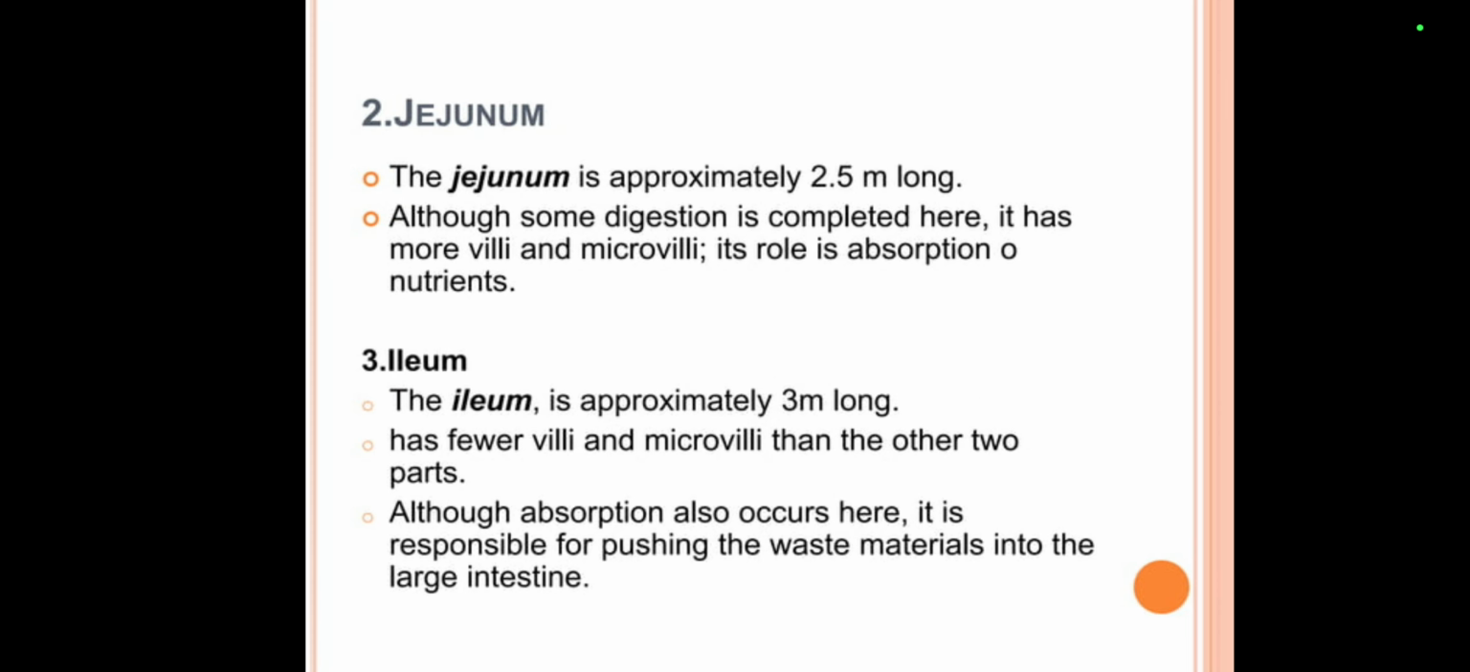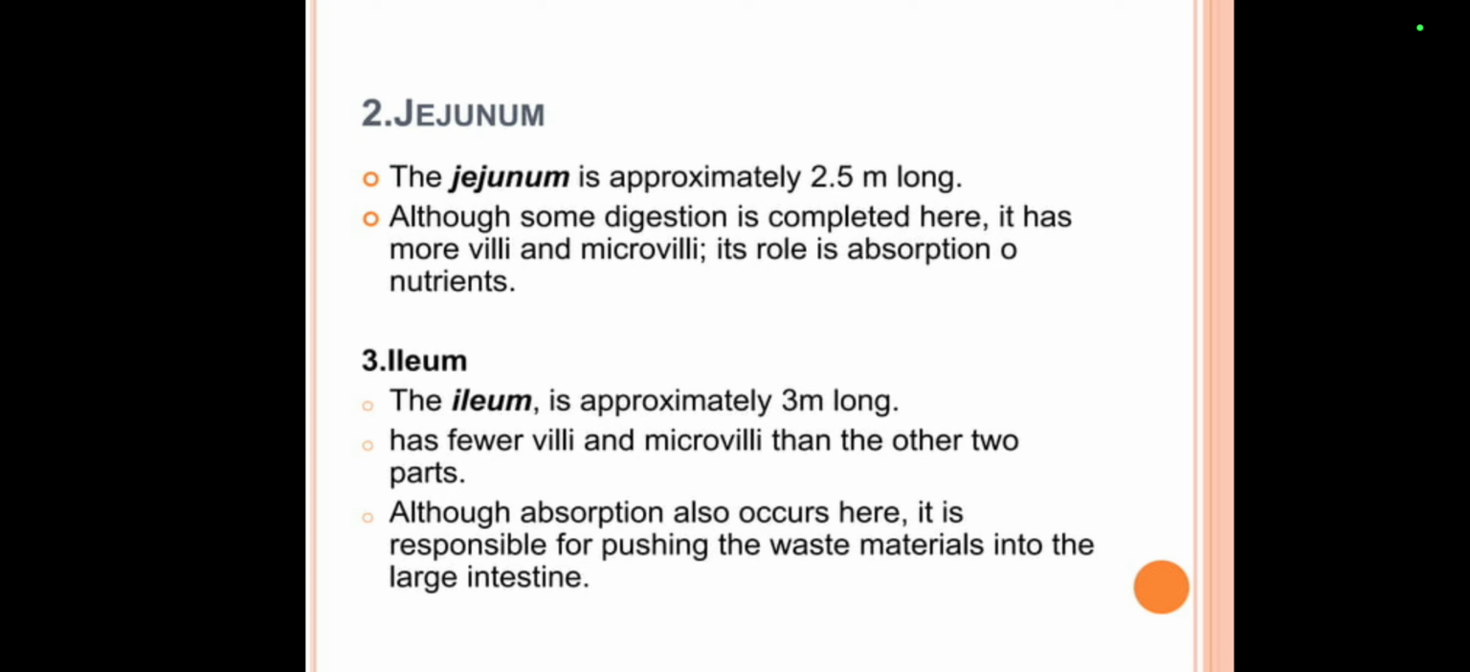So now let's move forward with the jejunum. The jejunum is approximately 2.5 meters long. If we compare the sizes between the two, the duodenum is much larger than the jejunum. Okay, jejunum. Why? Because it is 3 meters for the duodenum and 2.5 meters long for the jejunum. Although some digestion is completed here, it has more villi and microvilli. Its role is absorption of nutrients.